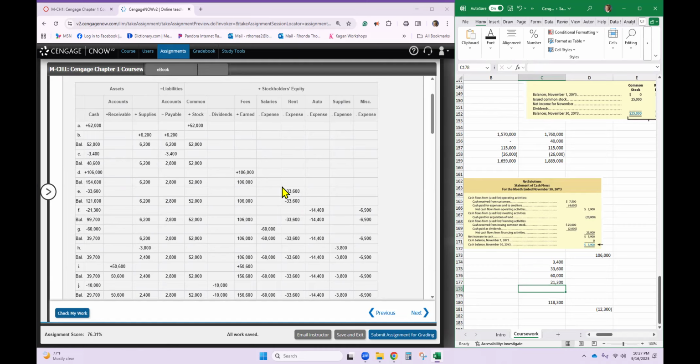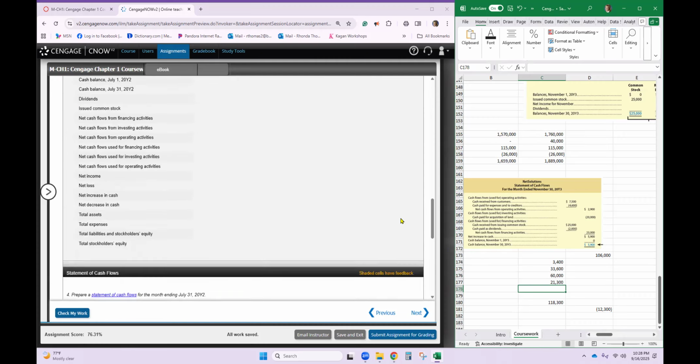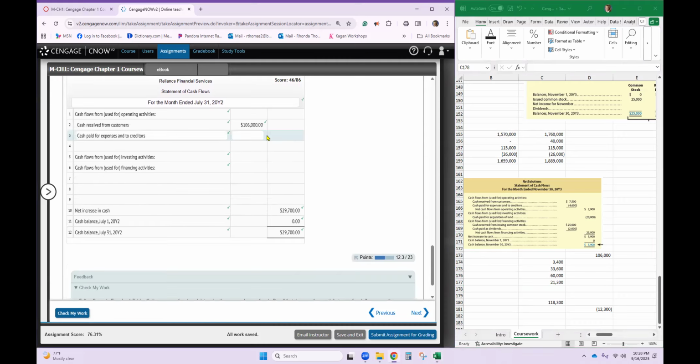Okay. So we've got 33,600. We've got this one that we paid to creditors, cash going down. We've got cash going down for 33,600. We've got cash going down for 21,300. And then 60,000. That should be it. So 118,300. Let's see if that is more of what they're looking at. Oh, let's see if you have to put it in as a negative. 300. Okay, so then we get a negative 12,300.